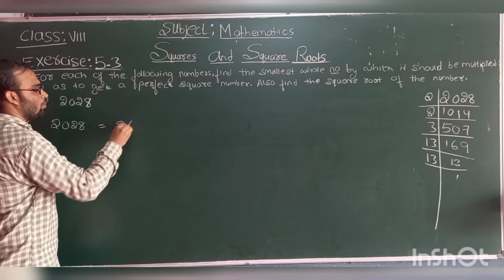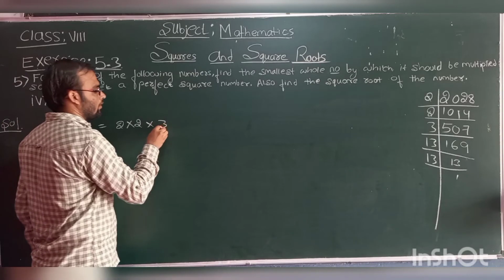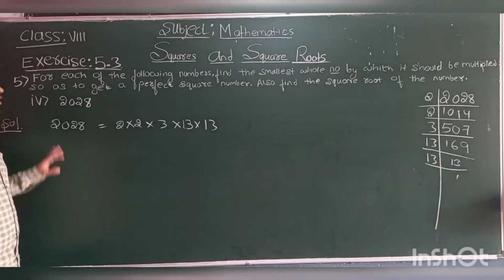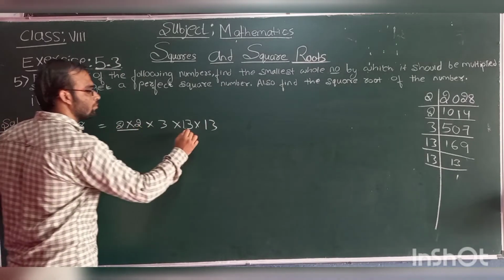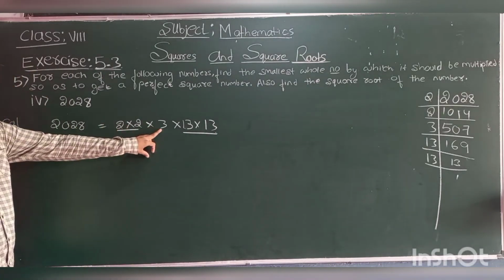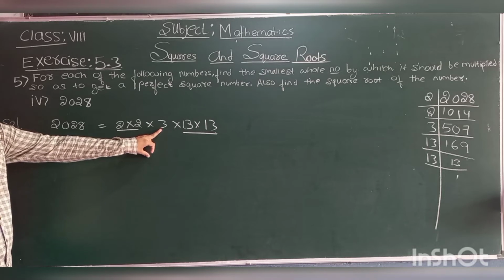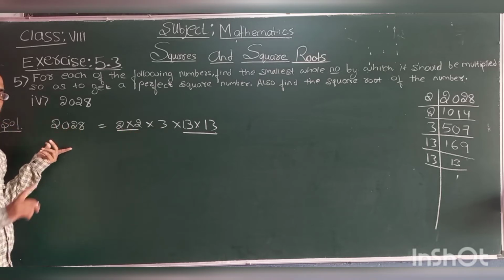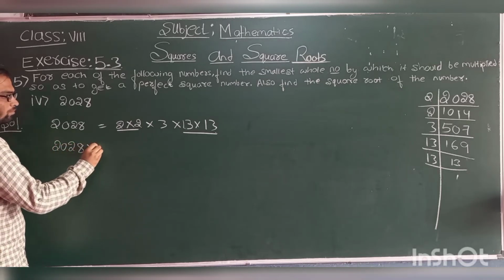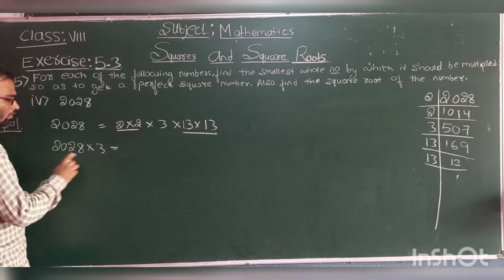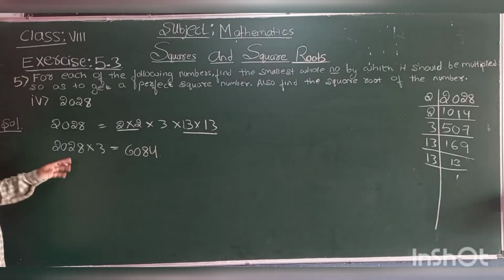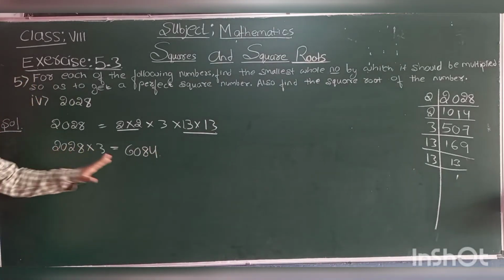Okay, 2 2 3 13 13. Okay, so now start pairing. Okay, students, now look at here. As 3 is not in pair. Okay, so when we multiply 3 to this number, then we will get a perfect square. Okay, so when we multiply 3 to this number, what will we get? 6084.